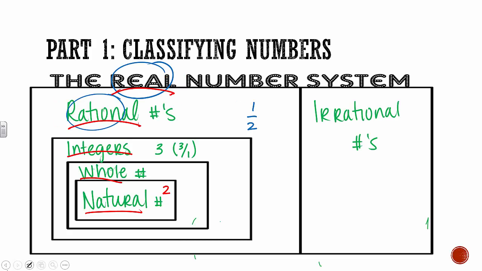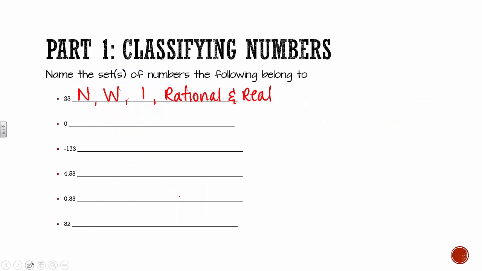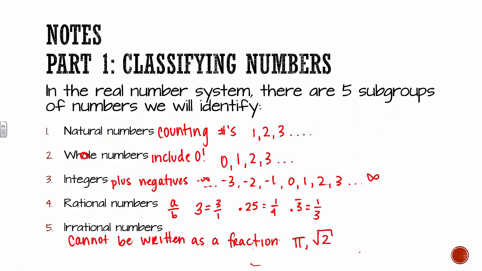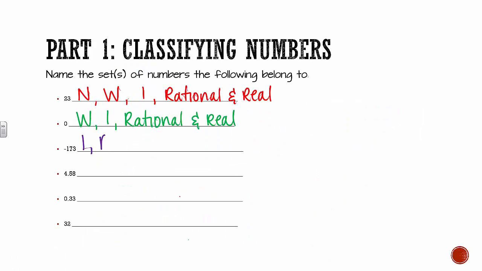Now 0 is a little different because remember 0 isn't included in the natural numbers. 0 starts with whole numbers. But because it's a whole number, it means it is an integer, it's a rational number, and a real number as well. So it's a whole number, an integer, rational, and real. Negative 173. Now remember, negative numbers can't be natural numbers or whole numbers. So we know it has to start with integers, which means that it is an integer, a rational, and a real number.